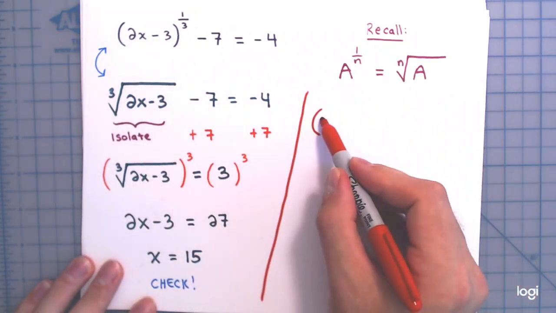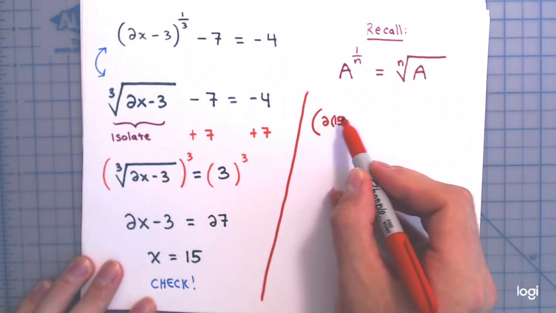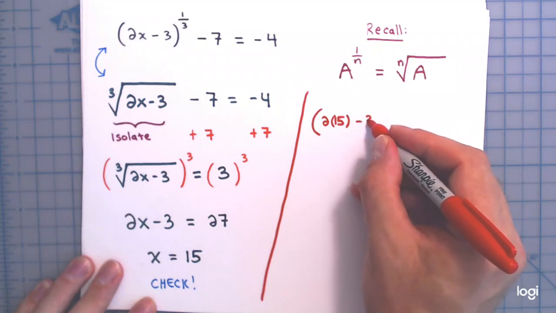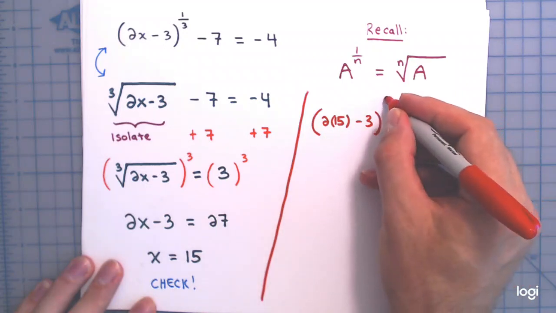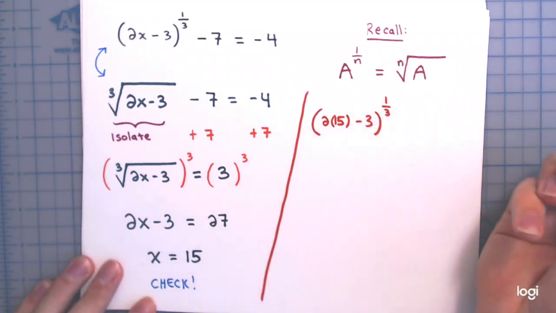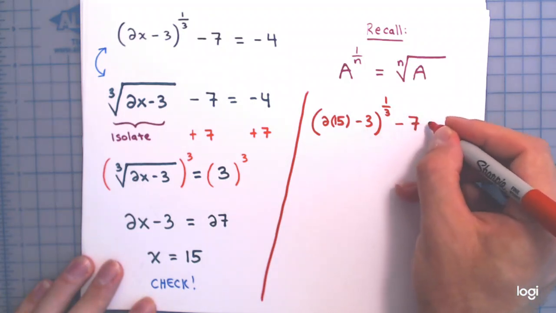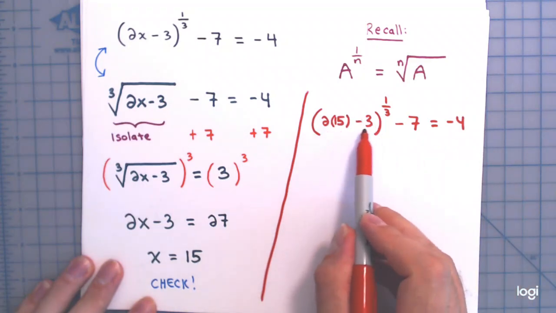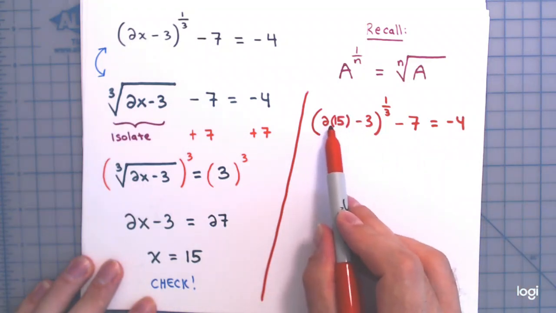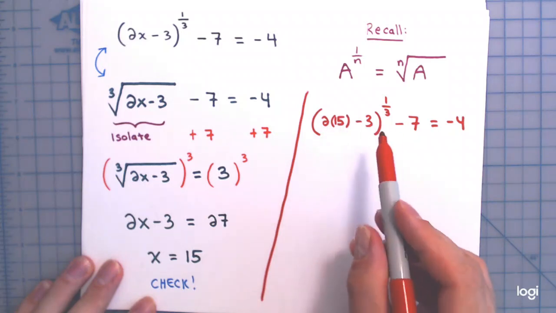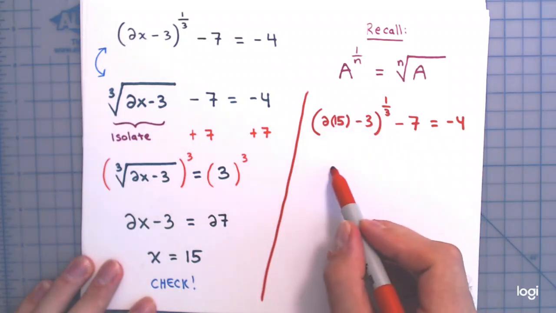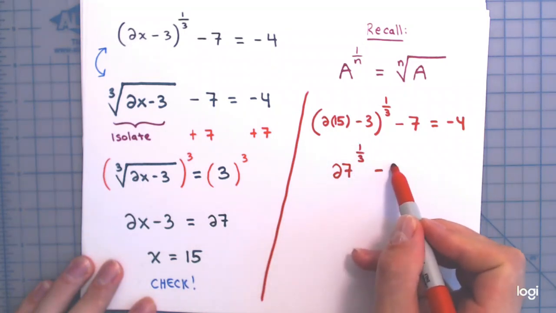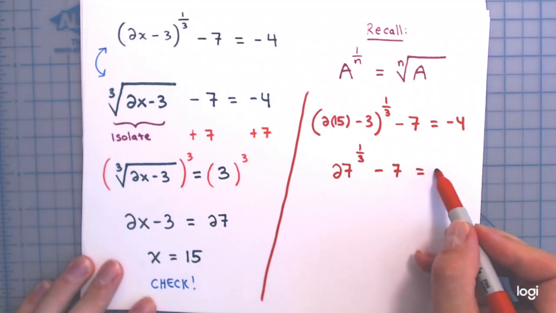So I have in parentheses 2 times 15 minus 3, that number being raised to the 1/3 power, or taking the cube root of that. Then minus 7, is that equal to -4? All right, so simplify what's in parentheses first, right? The base here, 2 times 15 is 30. 30 minus 3 is 27. So this whole thing is just 27 to the 1/3 power, and then minus 7. Is this equal to -4?